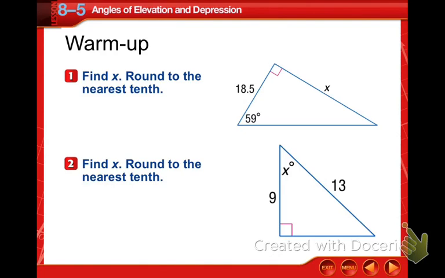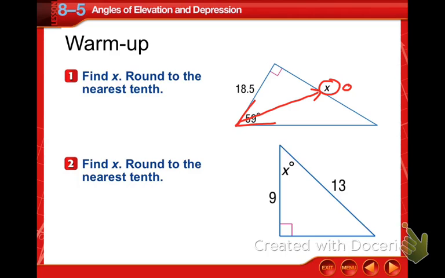Number 1, we have to find x, we need to round to the nearest tenth. So first off, before we even do anything calculation-wise, we need to know what we're going to use and what we were given. So we're using this angle, 59 degrees, right? Our x here is the side opposite of our angle, so that is our opposite side. And we're given our two legs, so we're gonna have our opposite and our adjacent. We just need to figure out which one's which.